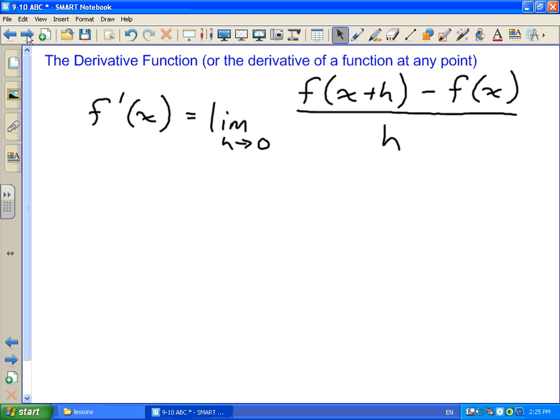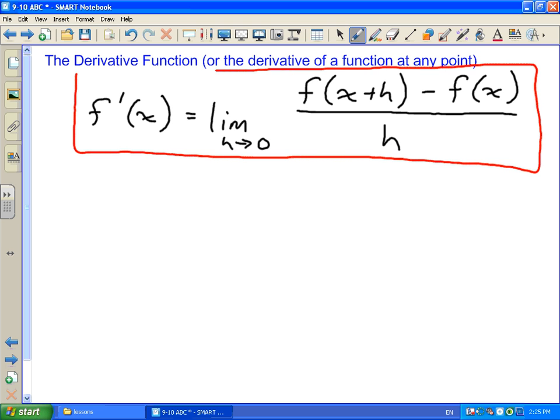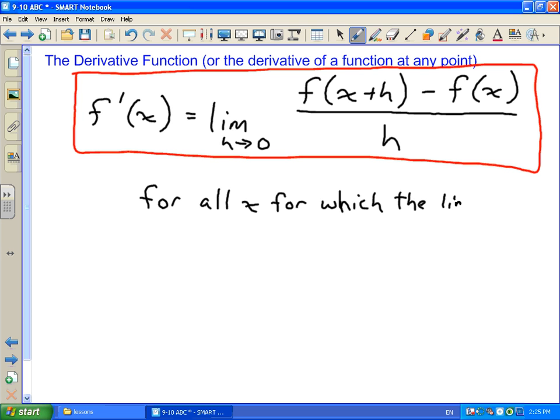And this thing right here is sort of the big definition that comes out of parts A, B, and C, or boxes A, B, and C. So this is the definition that we're going to be using for what a derivative is. And I should say, for all x for which the limit exists.